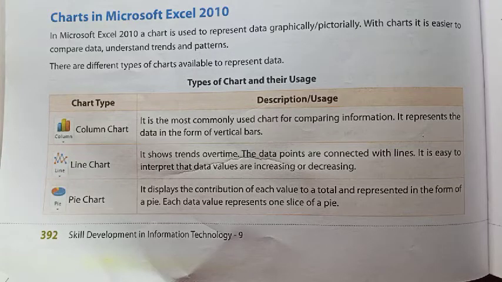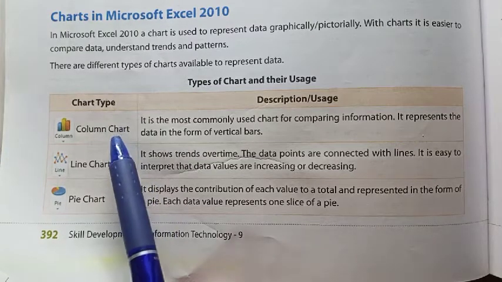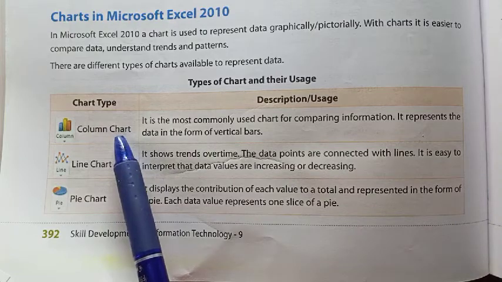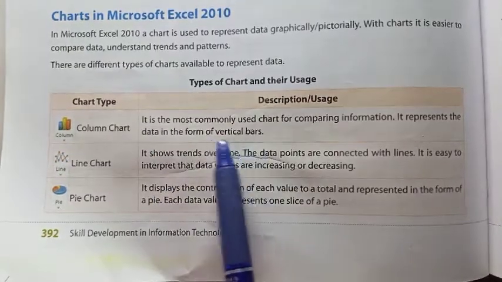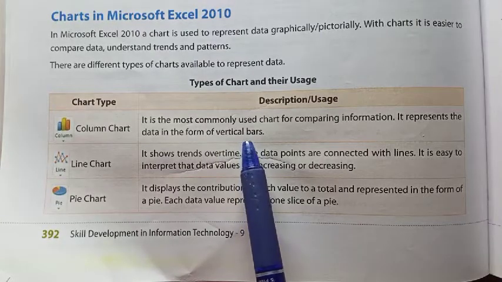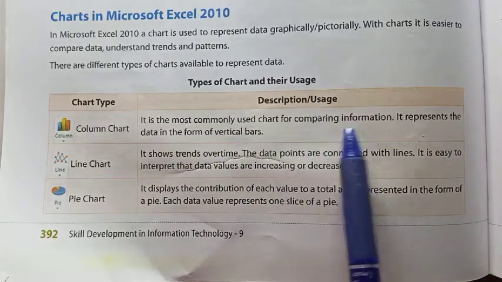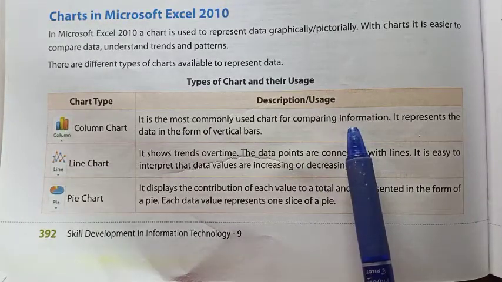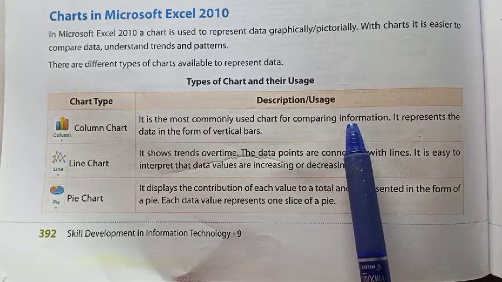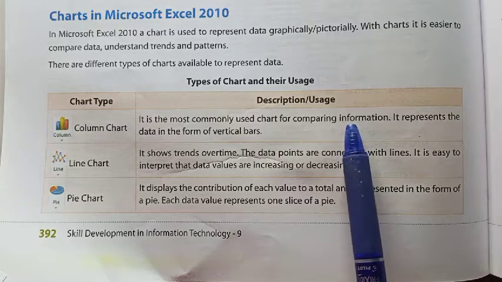Now there are different types of charts that can be used in Excel. All the data cannot be represented in the same manner, so we have different types of charts. The very first type is the column chart, and it's a very common type of chart. This will show your data in the form of vertical bars, and it is used when you have to show the comparison of the information. Wherever you have to compare data, we make the column chart, and this is the easiest one to understand.